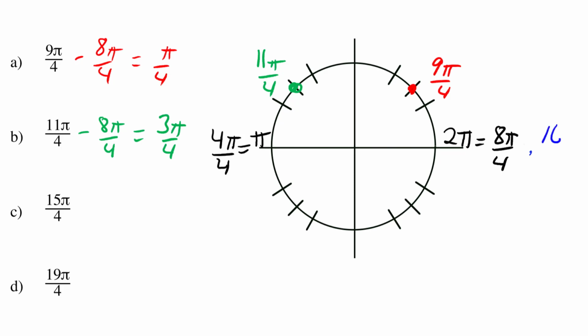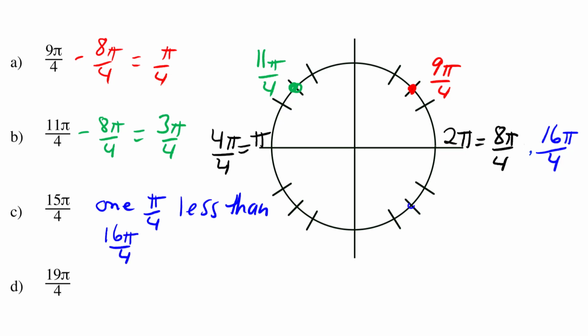Now the 15 pi over 4 is actually close to 16 pi over 4. You can see on the right-hand side, that's the same location as 360 degrees. And it's just 1 pi over 4 less than the 16 pi over 4. So that's going to just be 45 degrees down in quadrant 4. And for the 19 pi over 4 we subtract away that 16 to get 3 pi over 4. And again, that's in quadrant 2, just like the 11 pi over 4. Same location. Coterminal, if you will.